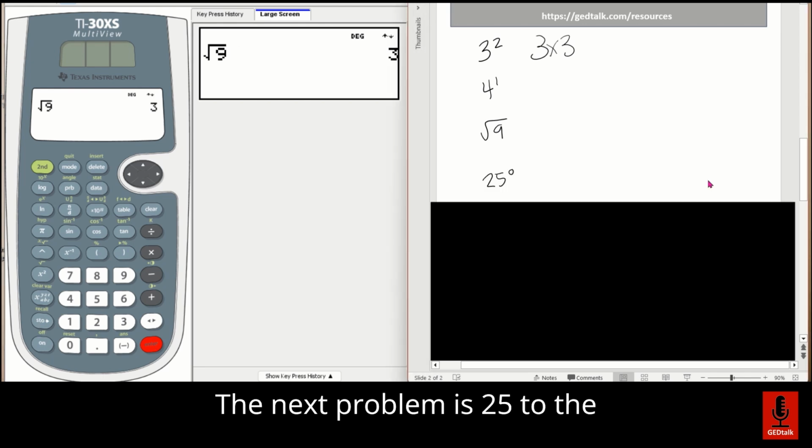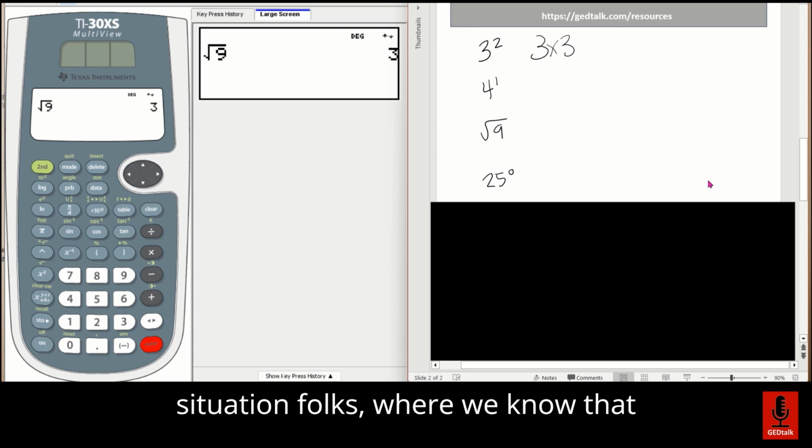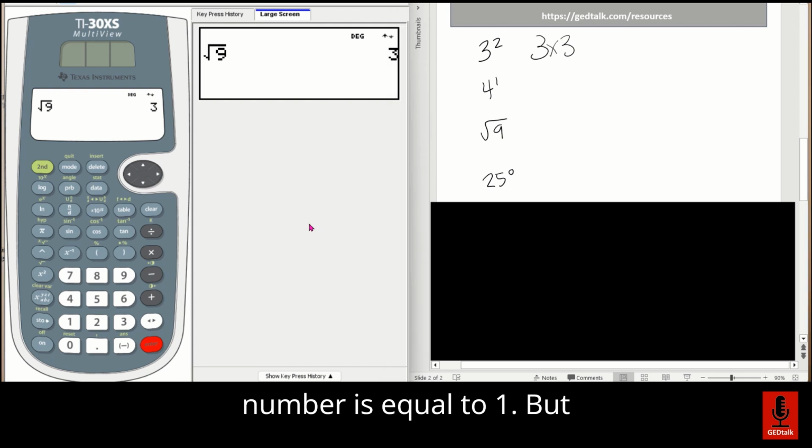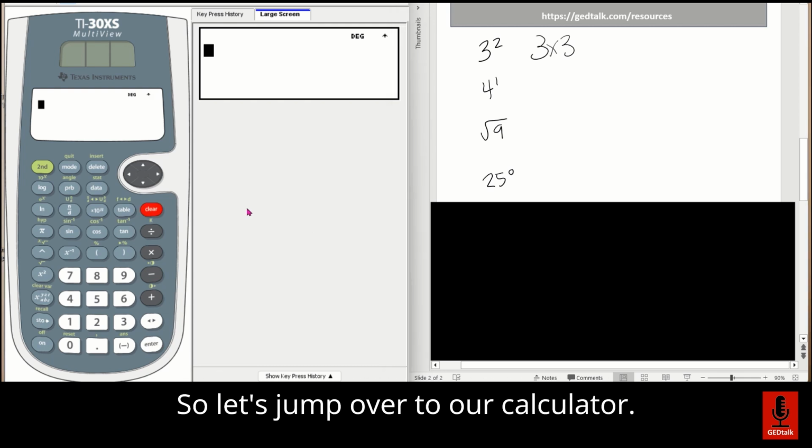The next problem is 25 to the power of 0. And that's one of our situations, folks, where we know that if it's to the power of 0, the number is equal to 1. So let's jump over to our calculator.